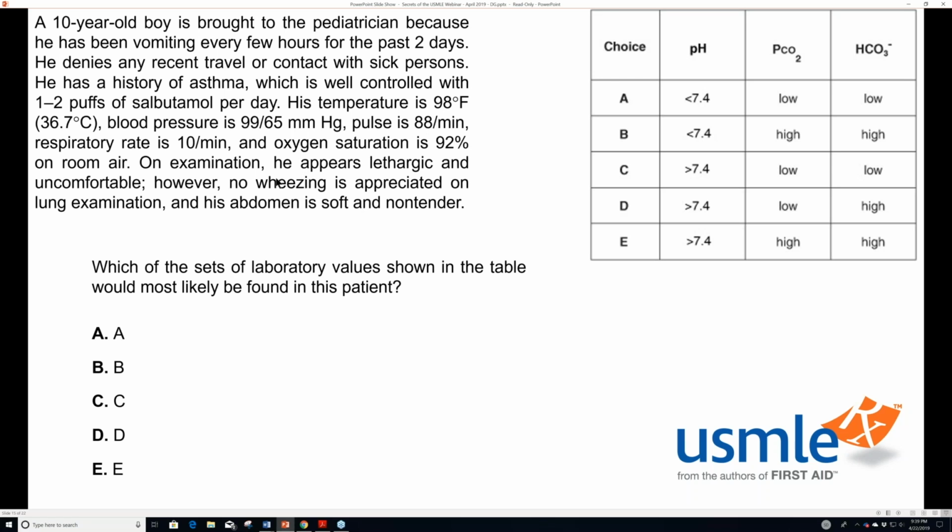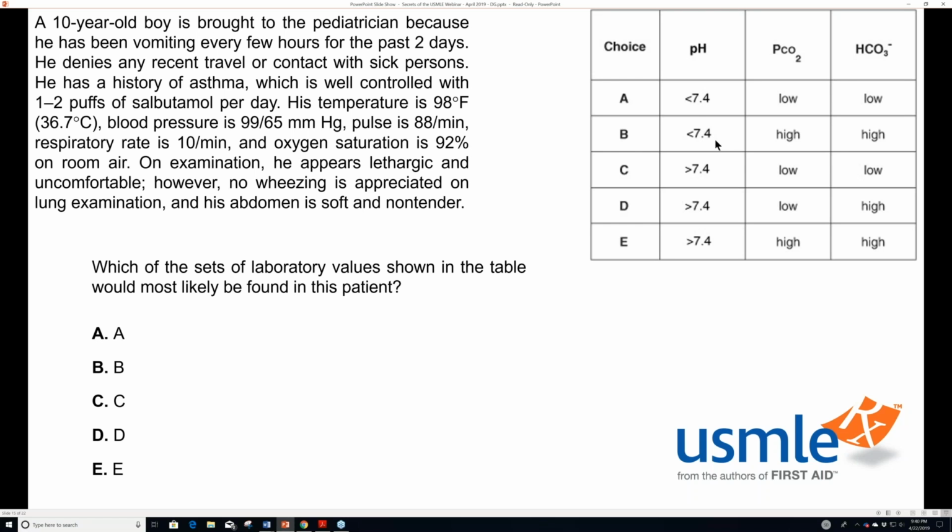On exam, he appears lethargic and uncomfortable. However, there's no wheezing appreciated on lung exam. His abdomen is soft and non-tender. Which of the following sets of laboratory values shown in the table would be most likely to be found in this patient? We have choices A, B, C, and D.